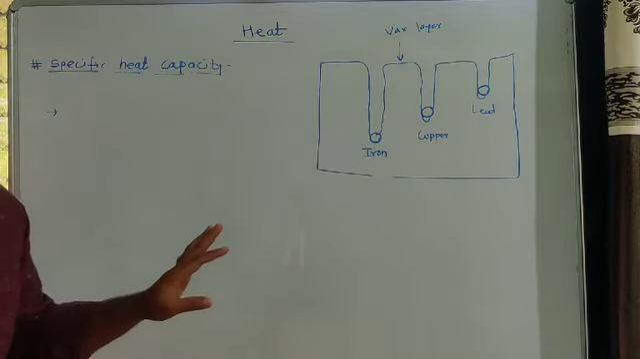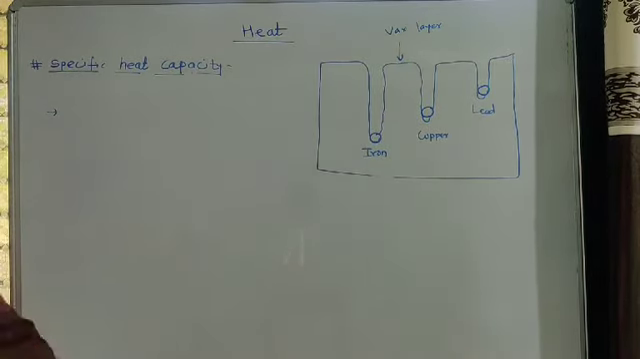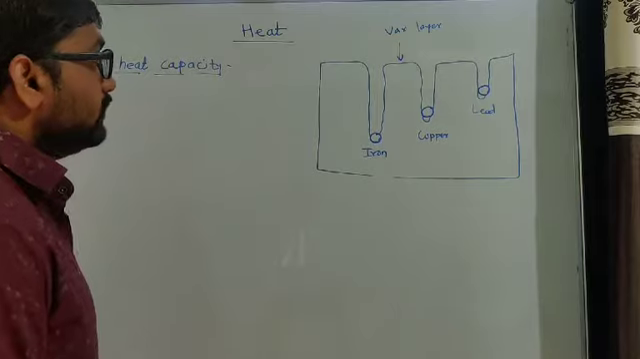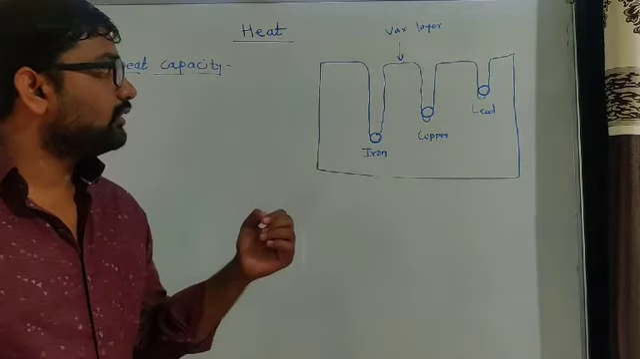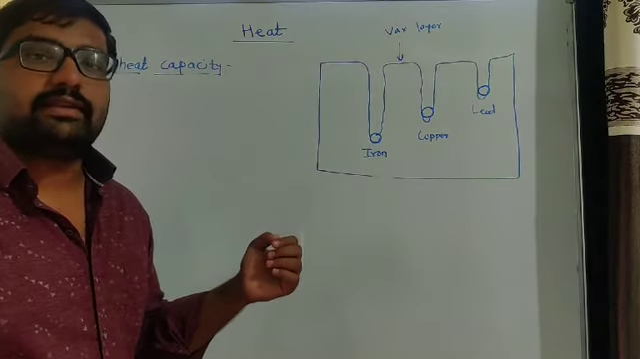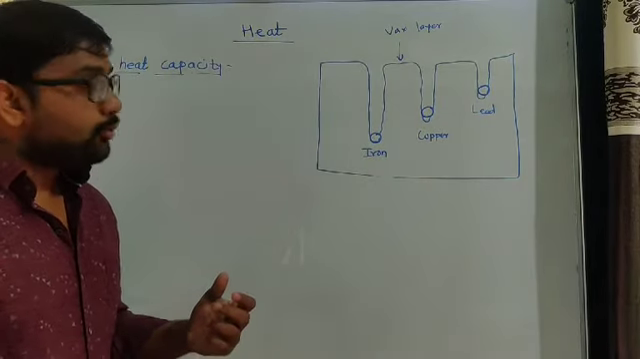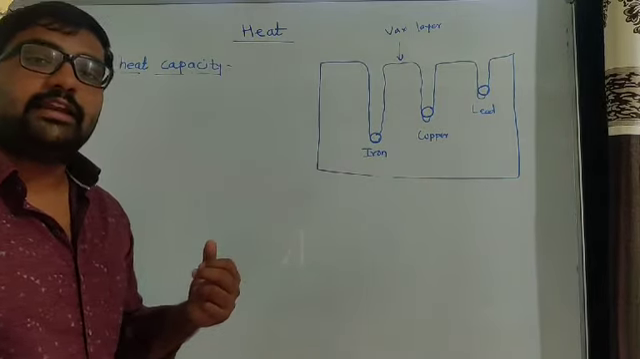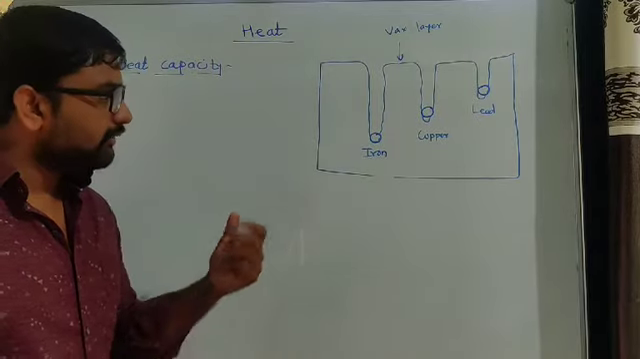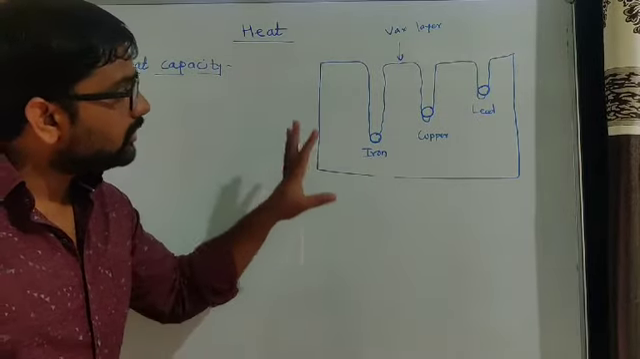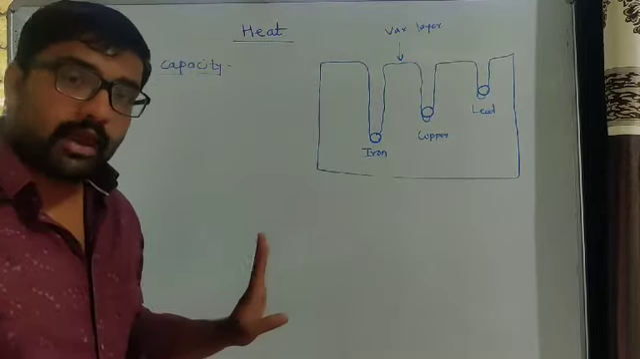Now for the next step, we have to consider a thick layer of wax. We know wax, generally if light is gone, then we use a candle. There wax is present. We know if we heat that wax, it will melt. So we have to consider a thick layer of wax.